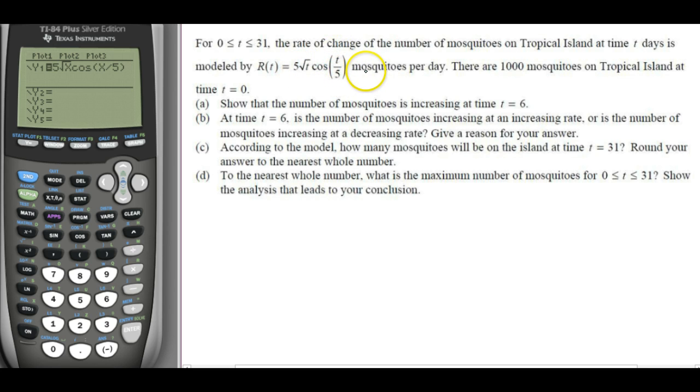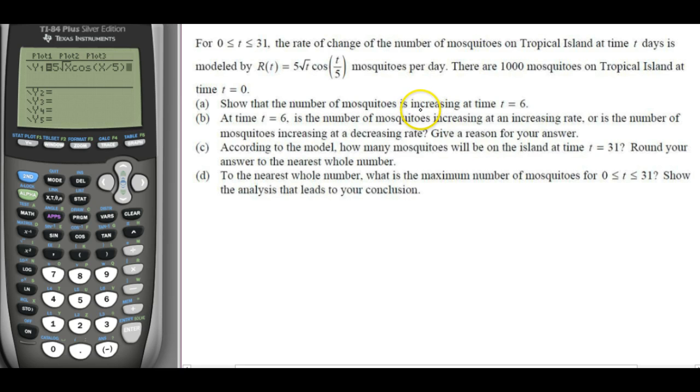So the units, because this is a rate, are in mosquitoes per day. So even though this is called r of t, I've been given a derivative. I've been given a rate of change, the rate of change of mosquitoes. So now let's look at part A. Show that the number of mosquitoes is increasing at time t equals 6.